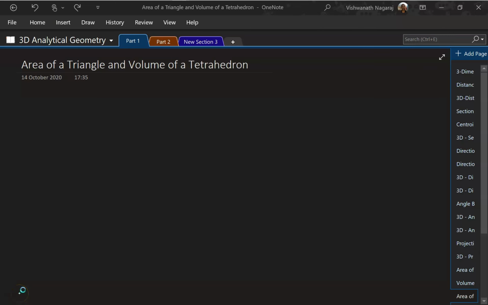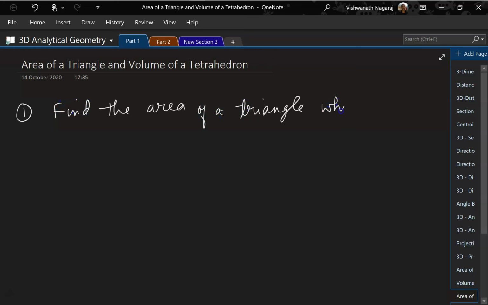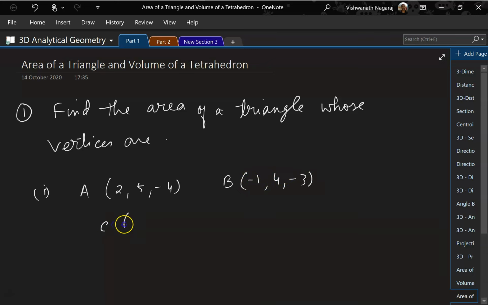Let's do some problems related to area of a triangle and volume of a tetrahedron. Okay, first problem is find the area of a triangle whose vertices are, let's say, the first one, A is (2, 5, -4). B is (-1, 4, -3). And C is (4, 7, -6).